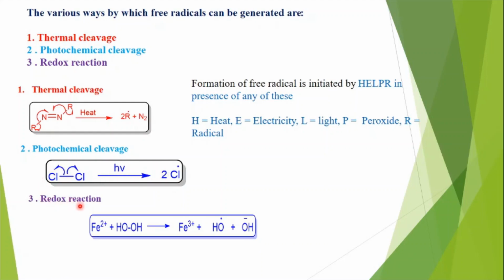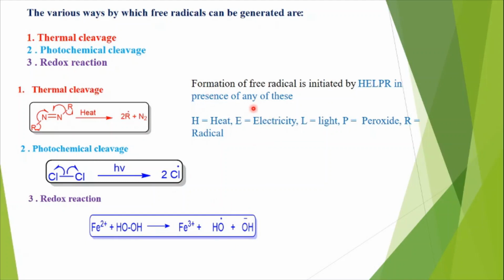Then the third method is redox reaction. So radicals can also be generated by redox reaction. Here the example is Fe2+. When it reacts with hydrogen peroxide, oxidation-reduction takes place. Fe2+ converts to Fe3+, and this hydrogen peroxide breaks homolytically, and you will get OH dot radical, and one electron is taken by the other O and converts to OH minus.